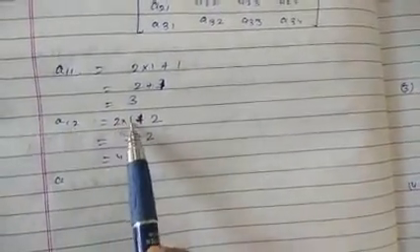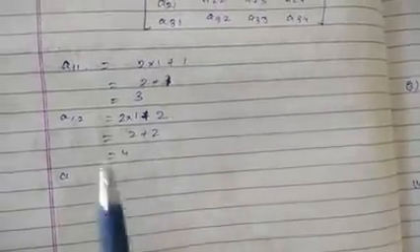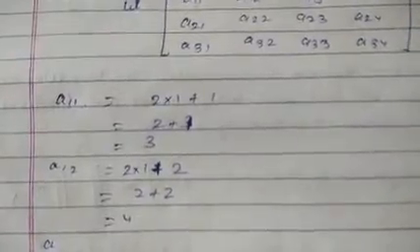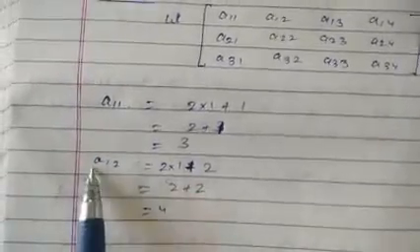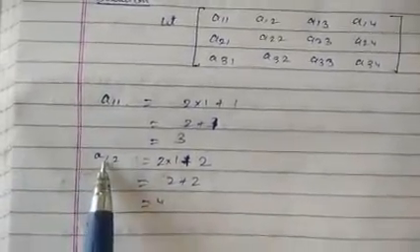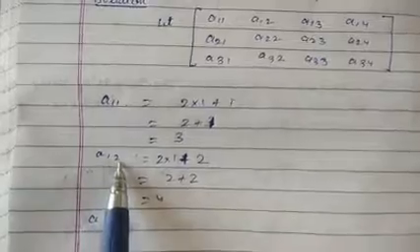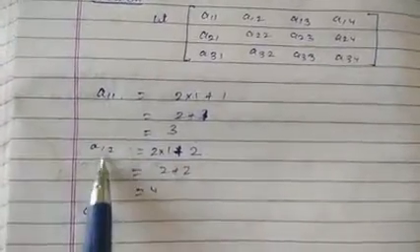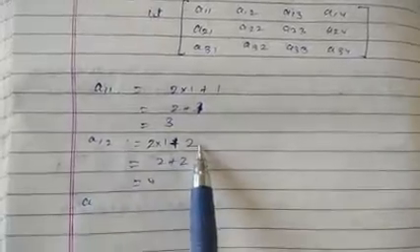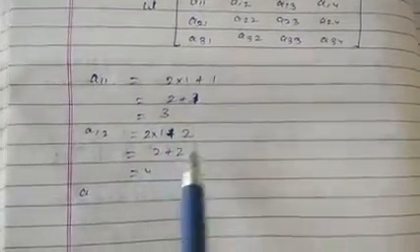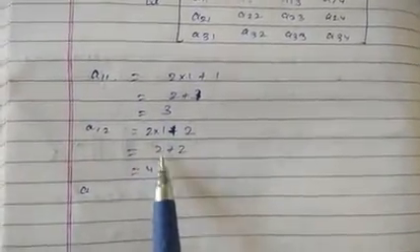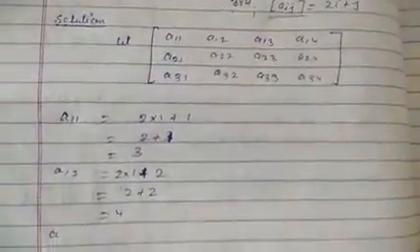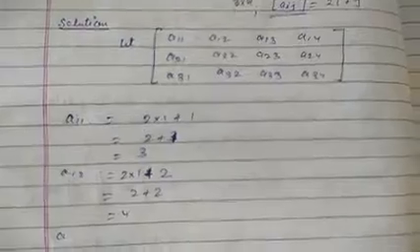A21, 2 into 1 plus 2. See here once again we have to find out another value, A12. It means in place of i we will use 1, in place of j we will use 2. 2 into 1 is 2, 2 plus 2 is 4. So you just find out all the values and solve this question by yourself.